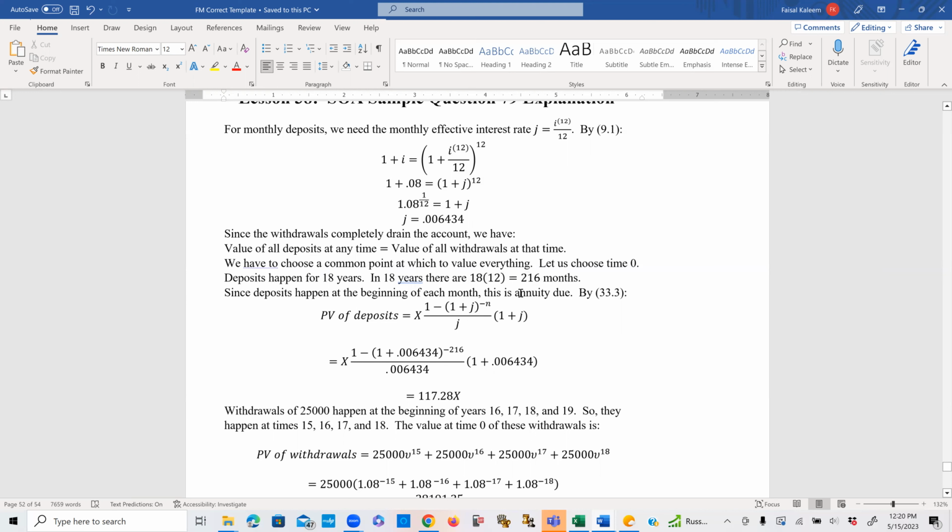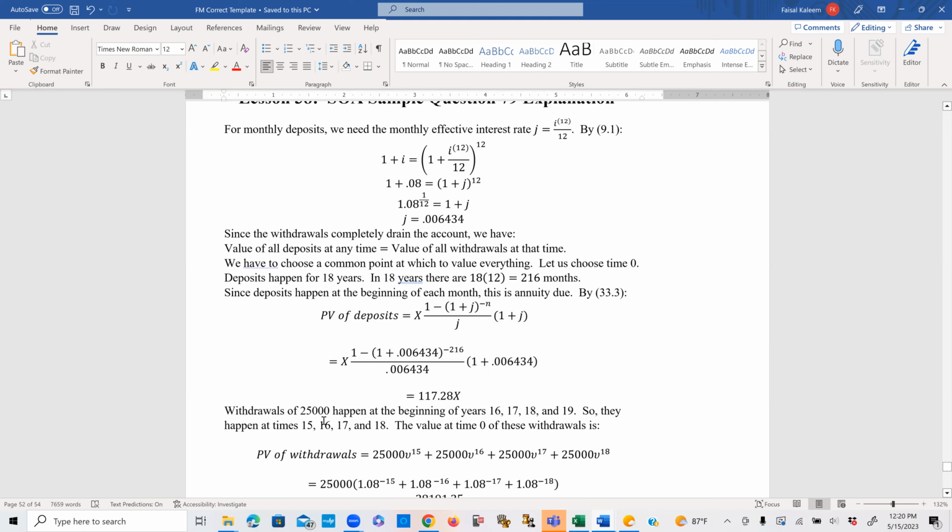Since the deposits are happening at the beginning of each month, and we want the value at time 0, and time 0 was where the first deposit was made, this is an annuity due. So the present value, according to the 33.3 equation, will be X times (1 minus (1 plus J) to the negative N) over J. Remember, this part was just the immediate formula, and then for the due, we multiply by 1 plus J. J we found above, and we substitute N equals 216 months. We end up getting the present value of deposits at time 0 is 117.28X.